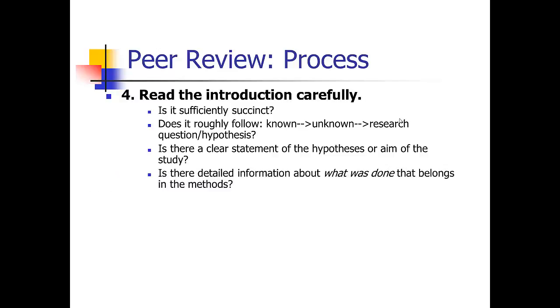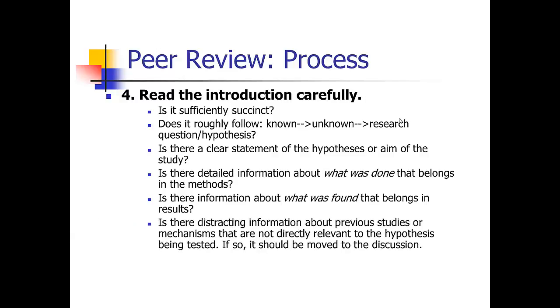I'll look for whether or not there's detailed information about what was done that should be put in the methods, or about what was found that really belongs in the results. Another common criticism I might have in the introduction section is that sometimes there's a lot of distracting information about previous studies or mechanisms that's not really directly relevant to the hypothesis being tested. So I might recommend that they get rid of that altogether, or at least move it to the discussion section. And of course, the authors are supposed to tell you what gaps in the literature they're trying to fill and why it's important that they did their study. So that should be there. These are the kinds of checklists I might go through, and this is where I'll find a lot of problems in the introduction section.